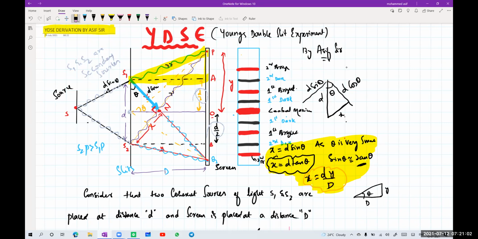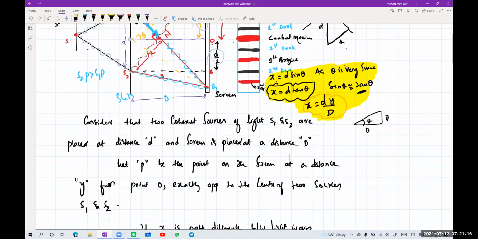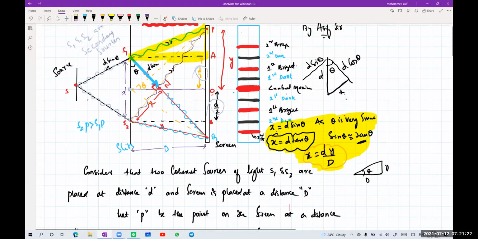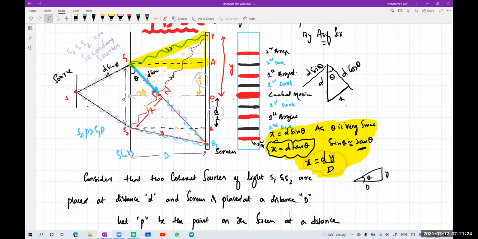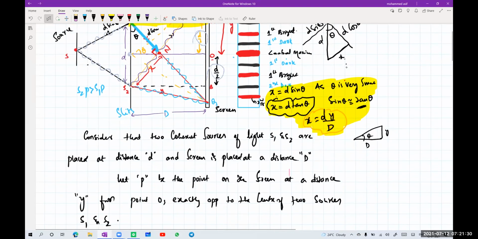Okay, and see how we are getting the maxima, beta. The central part is always the central maxima, immediately followed by the first dark, then again the first bright. I don't know the distance between the first bright and the central maxima, or the first dark and the central maxima. Let us try to calculate that. Consider two coherent sources of light S1 and S2, placed at distance d, and the screen placed at distance capital D. Is the statement clear?